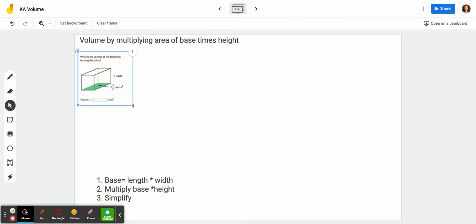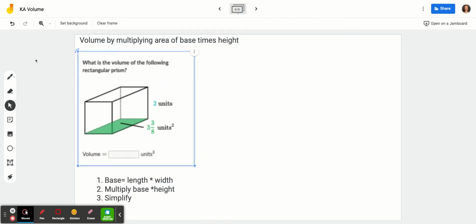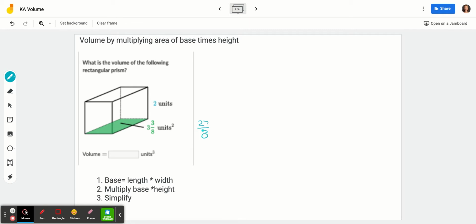Here's one last one that we'll do. It's already found our base for us. We just need to convert it into an improper fraction. 8 times 3 is 24. Plus 3 is 27 over 8. Times the height, which is 2. 27 times 2. 54.